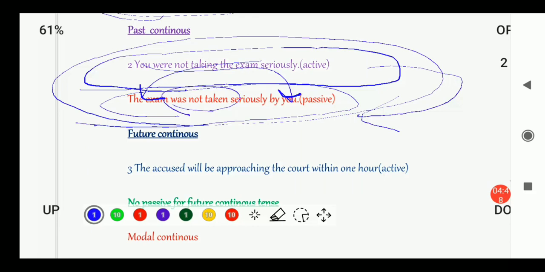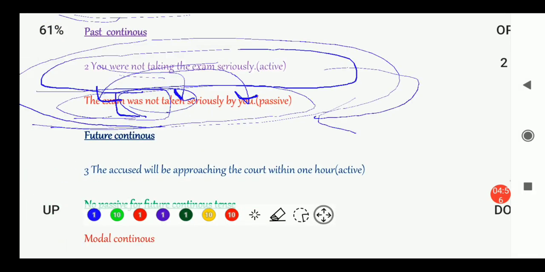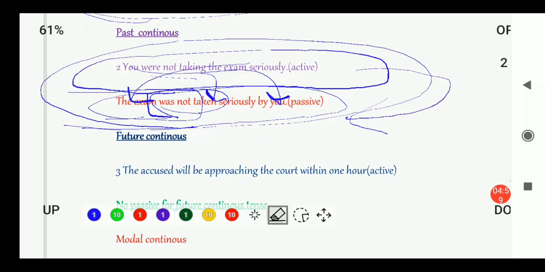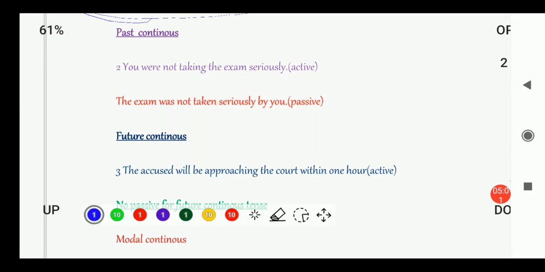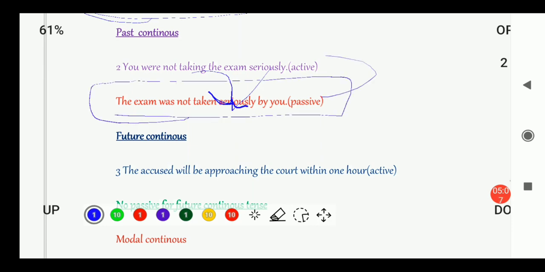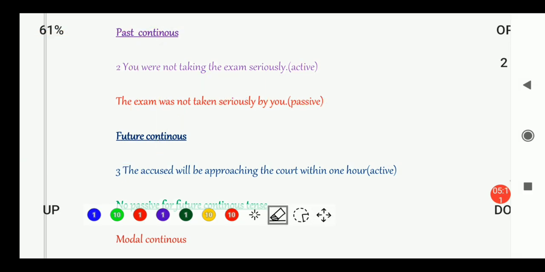The exam was not taken. Exam is singular, so it will be written was not. Taking will be converted into the third form of the verb, that is taken, and seriously by you. So active will be converted into the passive form of the verb like this.